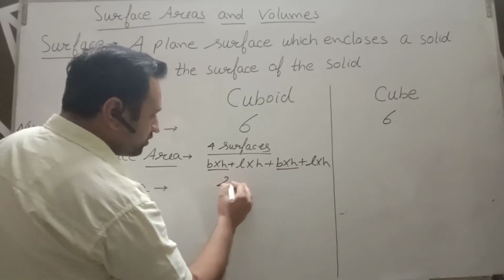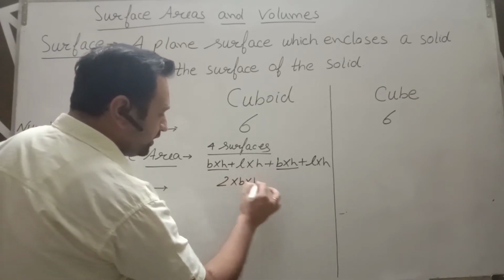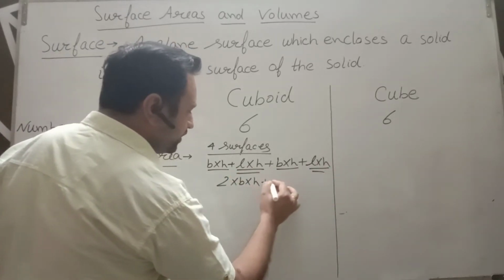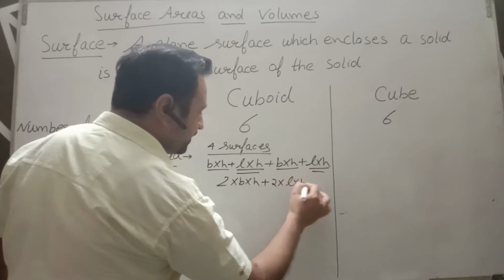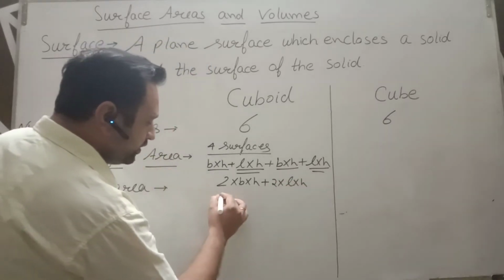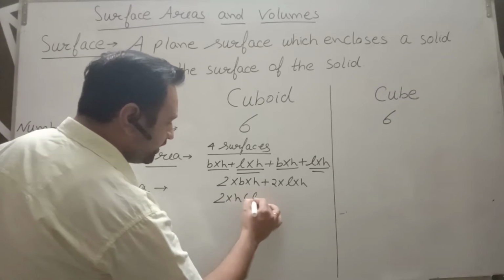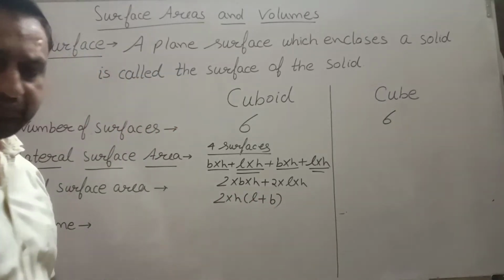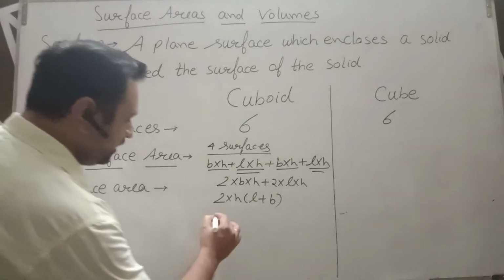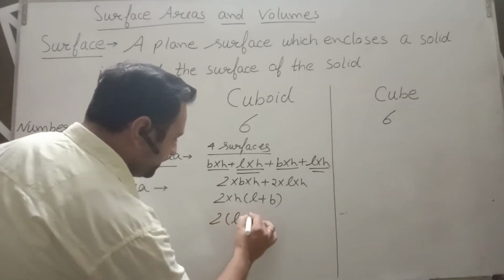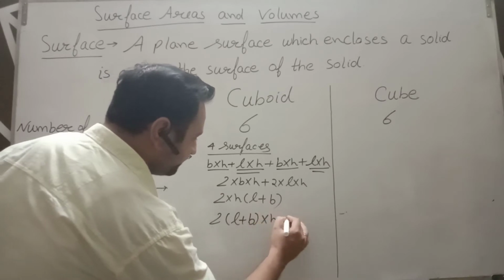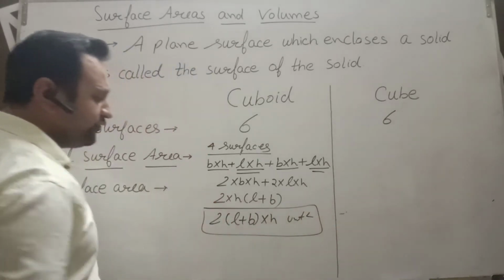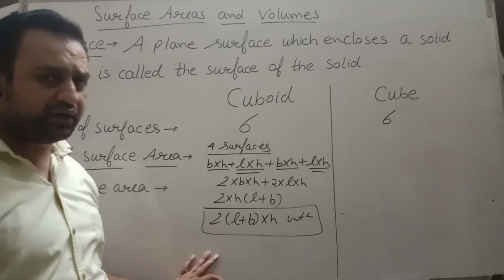So we can write 2 multiply B multiply H, and L multiply H, L multiply H, so we write 2 multiply L multiply H. Now we take common 2 multiply H in a bracket, length plus breadth. So it's the formula of lateral surface area: 2 bracket L plus B into height, unit square. So it is the formula of lateral surface area of a cuboid.